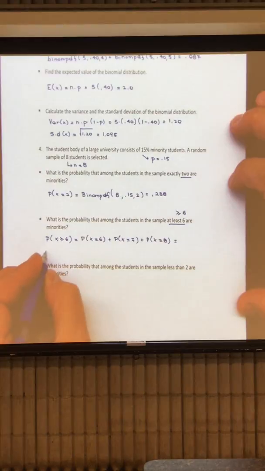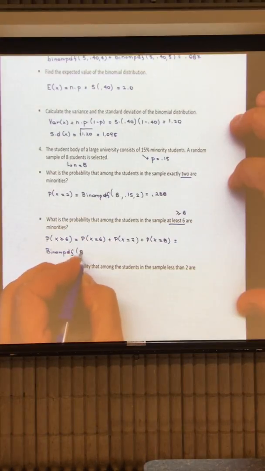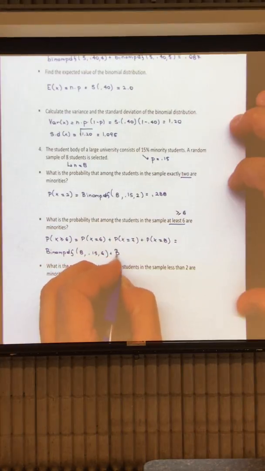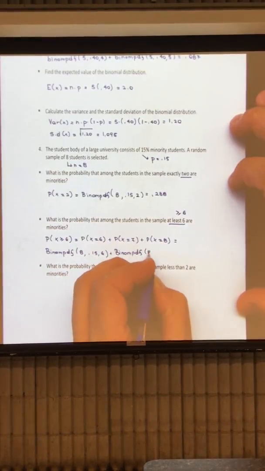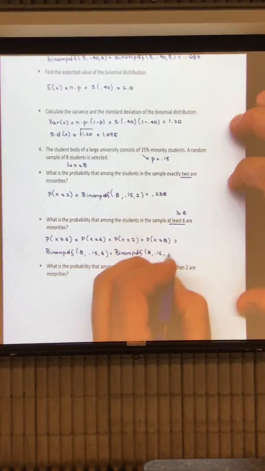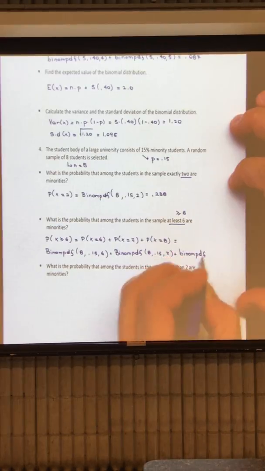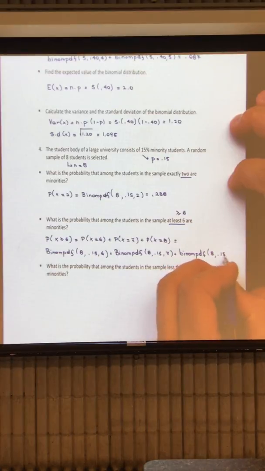So we have to use the binomial distribution 3 times. The first one will be 8, 0.15, 6 plus binomial PDF 8, 0.15, 7 plus binomial PDF, probability density function, 8, 0.15, 8.